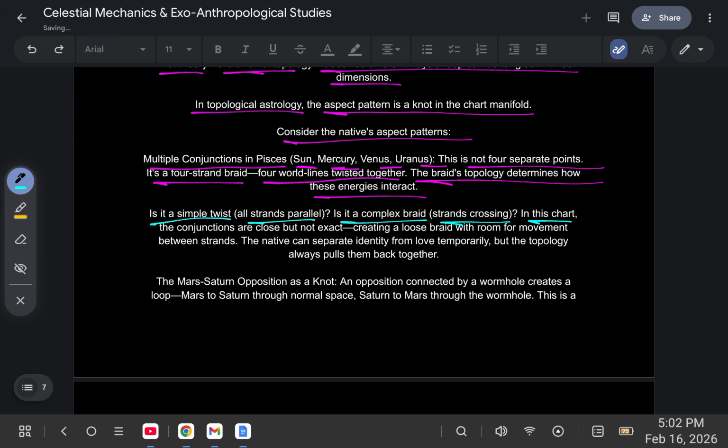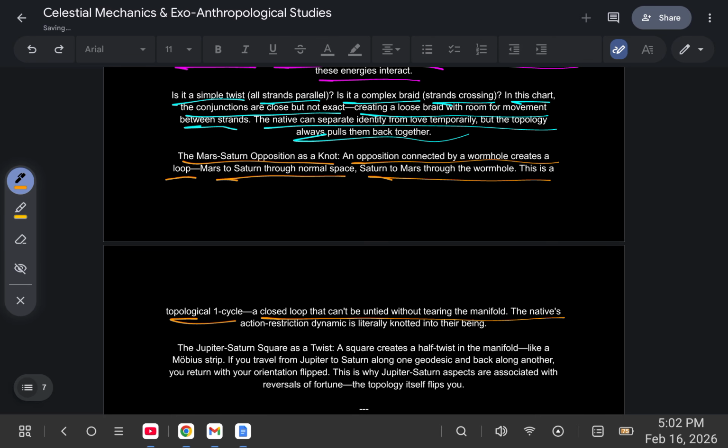The Mars-Saturn opposition as a knot. An opposition connected by a wormhole creates a loop. Mars to Saturn through normal space, Saturn to Mars through the wormhole. This is a topological one-cycle, a closed loop that cannot be untied without tearing the manifold. The native's action-restriction dynamic is literally knotted into their being.